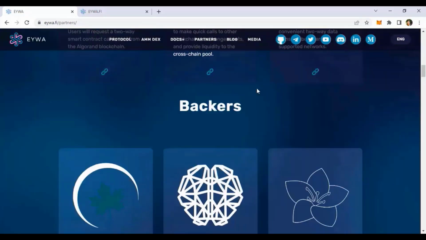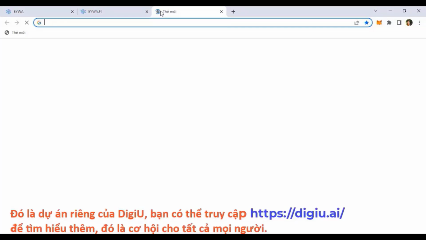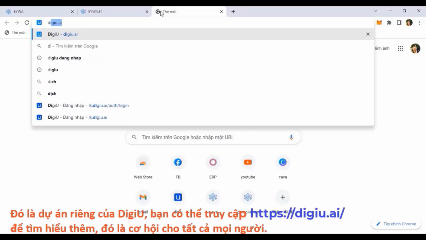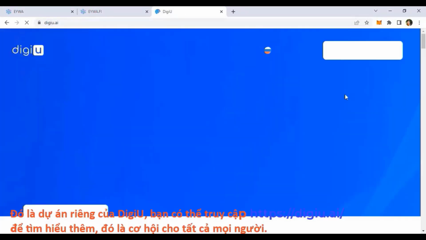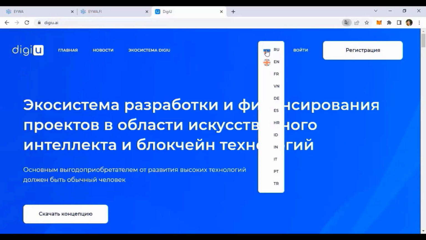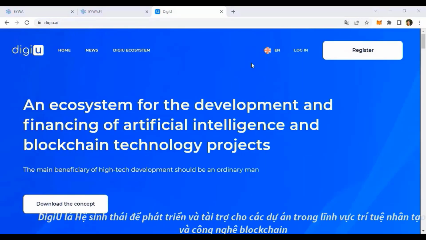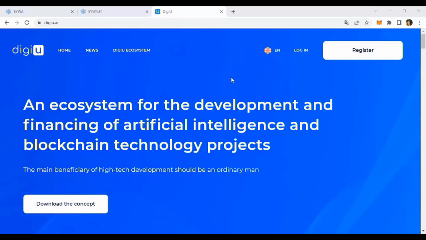It is Digiu, our project. You can Digiu that AI. Digiu is an ecosystem for development and financing of artificial intelligence and blockchain technology projects.